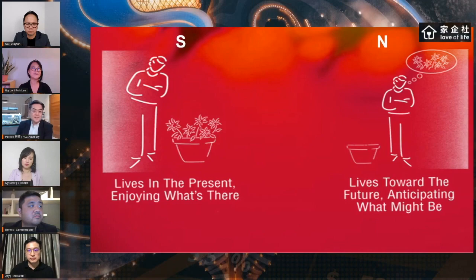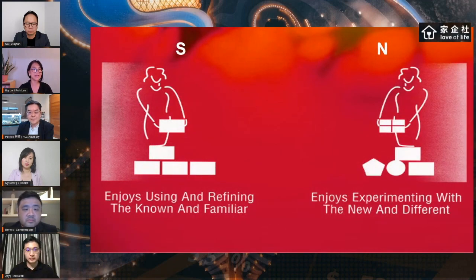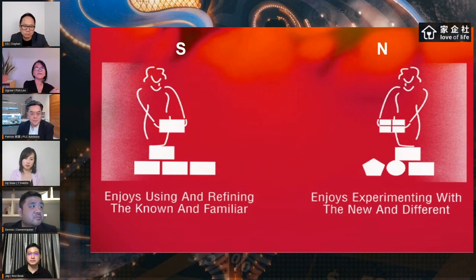Okay? S will live in the present here and now. N will live towards the future, anticipating what might be. So S will enjoy using and refining the known and the familiar. They feel very comfortable with things they know. That's why S will use a lot of their past experience, okay, to do things. But N will use a lot of their future, the concepts, the ideas to work out things, okay?